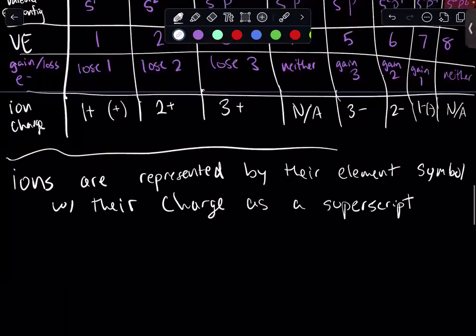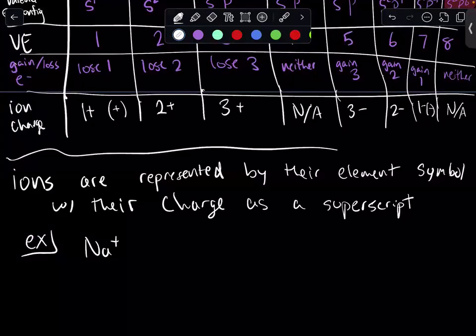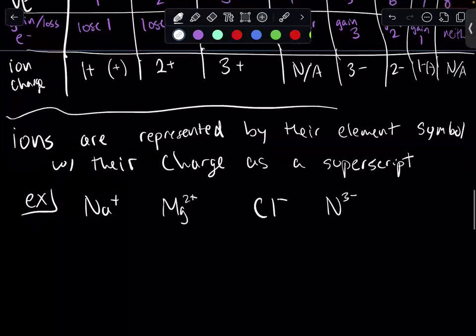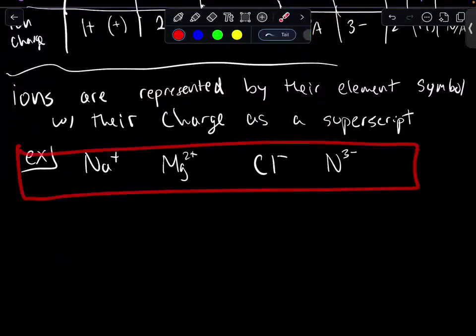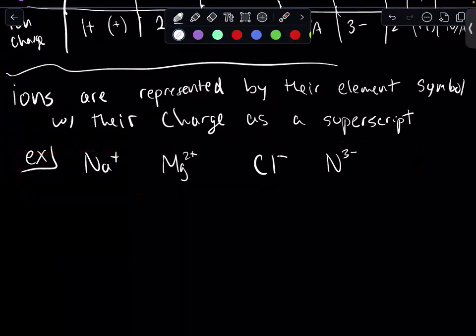Whatever. So for example, we can look at sodium, which becomes Na+, not Na1+, magnesium, which becomes Mg2+, chloride, which becomes Cl−, and nitride, which becomes N3−. So this is generally how we represent ions with element symbols. But we can also write and talk about them verbally.